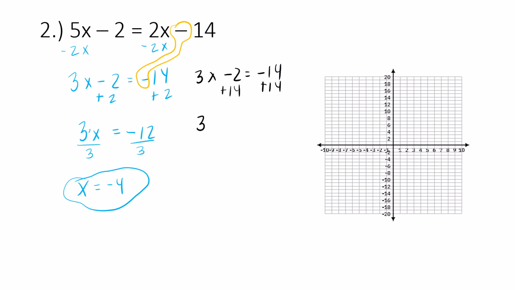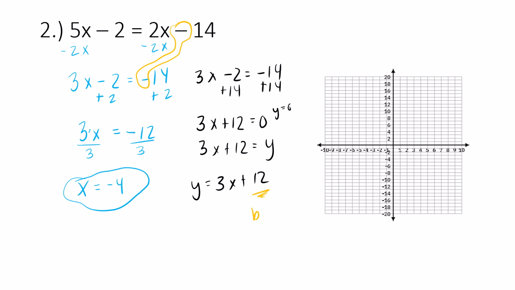So here on the left, we'll have negative 2 plus 14, which is 12, and negative 14 plus 14 is 0. And now we're going to do that little switcheroo for graphing. We're going to say that the 0 is equal to y, or if you'd prefer to write it the other way, you can go ahead and write it the other way. So now let's go ahead and graph that. My y-intercept there is the point 0, 12. So that's going to be right there on my graph.